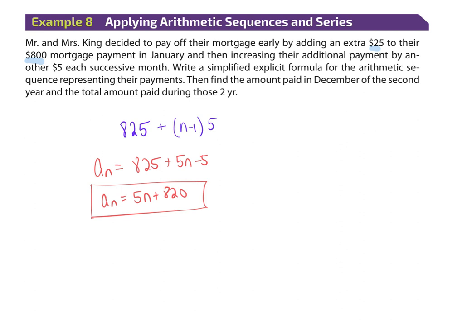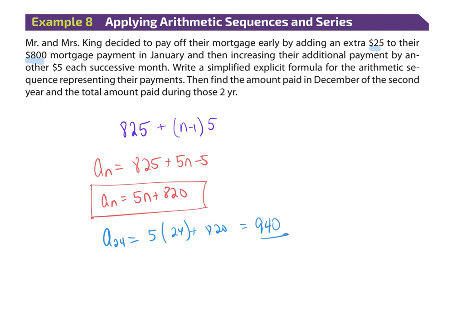The next part says, find the amount paid in December of the second year and the total amount paid during those 2 years. So they want me to find how much they paid the very last time after 2 years. We're just finding a specific term here. What was the 24th time they did this, right? If it's the end of 2 years, they started in January. They're really asking me in lots of words to find that. So I'm going to say 5 times 24 plus 820, right? They ended up paying $940 on that last payment if they were adding 5 each time.